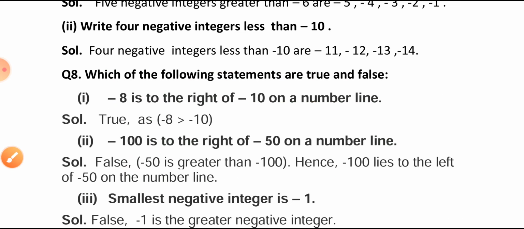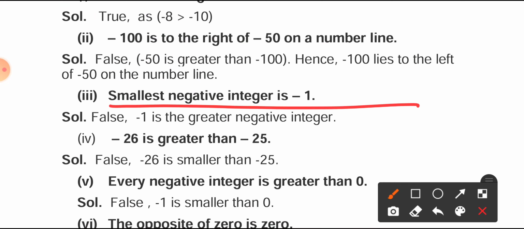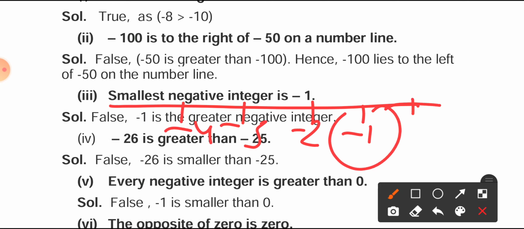Next one, smallest negative integer is minus 1. It is also false, because out of all the negative integers, minus 1 is the biggest one. As we know, if you compare minus 2 and minus 1, you can see that minus 1 is on the right hand side, minus 2 on the left hand side.